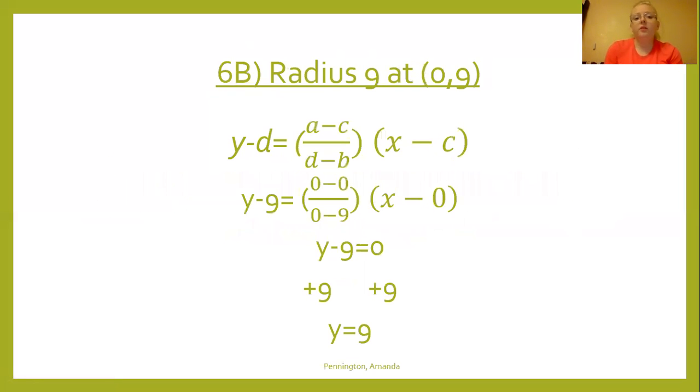Okay? So now we got radius 9 at (0, +9). So we're going to use the same formula. And so all that's going to cancel out, and we'll get y minus 9 equals 0. So we got to get y by itself. So we add 9 to both sides, and y equals 9.